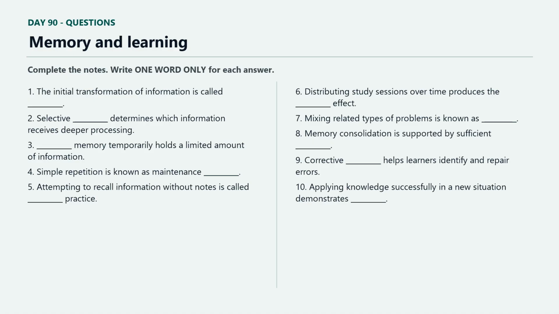Organization also supports learning. A structured outline, comparison table, or concept map can make relationships visible, but the learner must decide why items belong together. Copying a completed diagram without thinking may produce an attractive page with little learning.